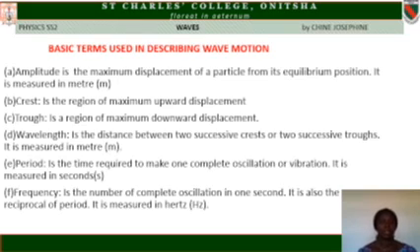Period. Period is the time required to make one complete oscillation or vibration. It is measured in seconds. Frequency. Frequency is the number of complete oscillations in 1 second. It is also the reciprocal of the period. It is measured in hertz.